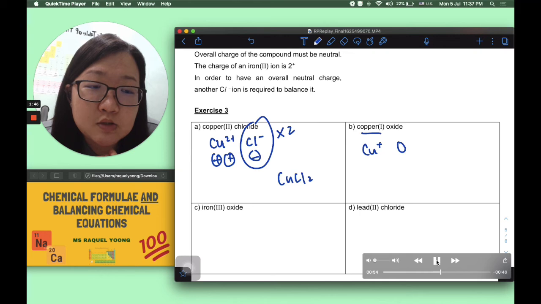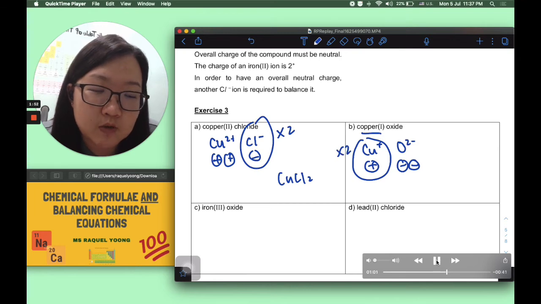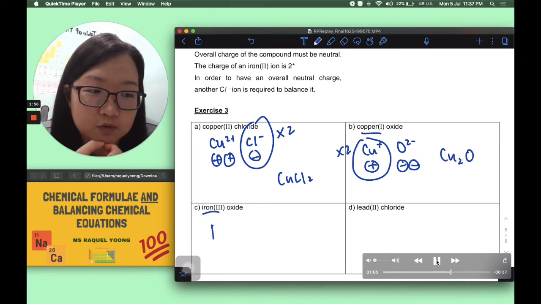Part B, copper 1, so it's Cu+. Okay. To balance it out with oxide, I need 2 units of my Cu+. So therefore, Cu2O. That's my chemical formula.